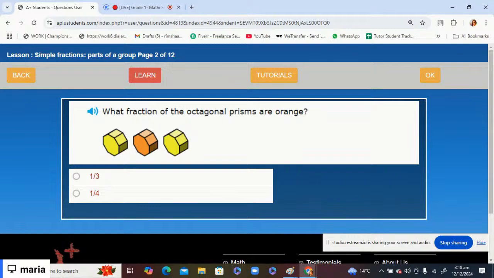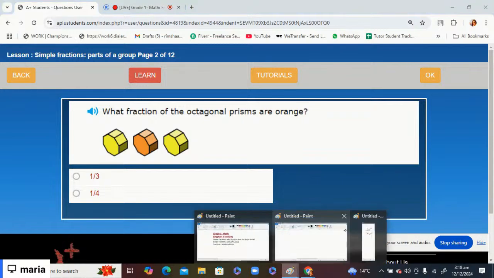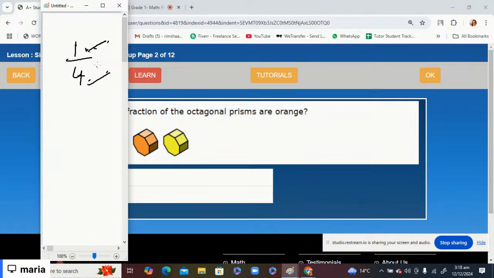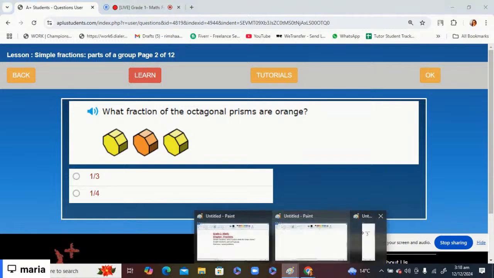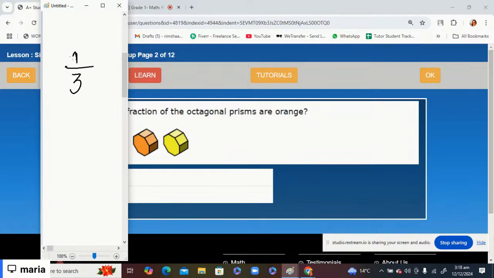What fraction of the octagonal prisms are orange? First of all, count it. How many total octagonal prisms are there? This is only 3. Total is 3, so putting 3 in the denominator. How many orange are there? Only 1. So 1 is orange and this one is put on the top. That is 1 by 3.